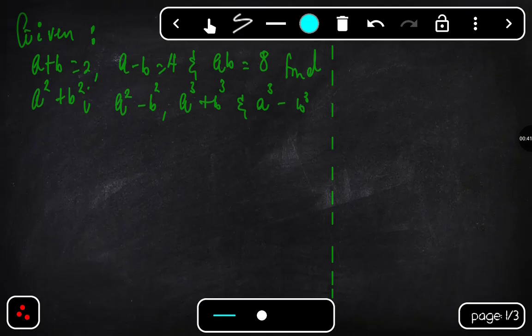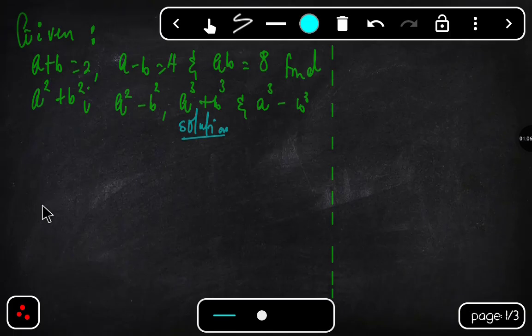And then how can we solve this problem without solving for the value of a and b? All right, it's very simple, very straightforward. Solution. So let's dive into the solution, guys. Okay, so we have a plus b is equal to 2, we have a minus b, and we have ab. So this information makes it very easy for us to solve this problem.